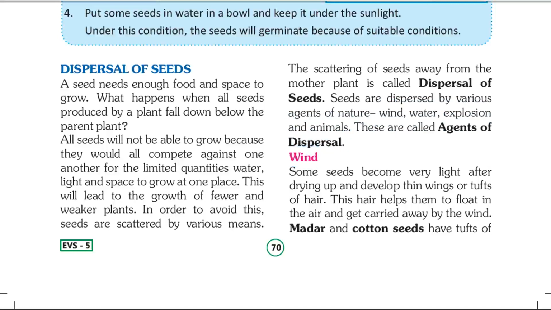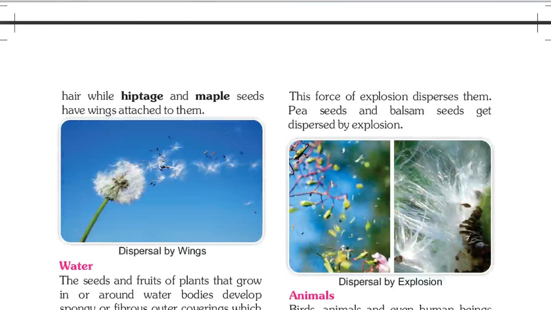Wind. Some seeds become very light after drying up and develop thin wings or tufts of hair. This hair helps them to float in the air and get carried away by the wind. Madder and cotton seeds have tufts of hair, while hiptage and maple seeds have wings attached to them.